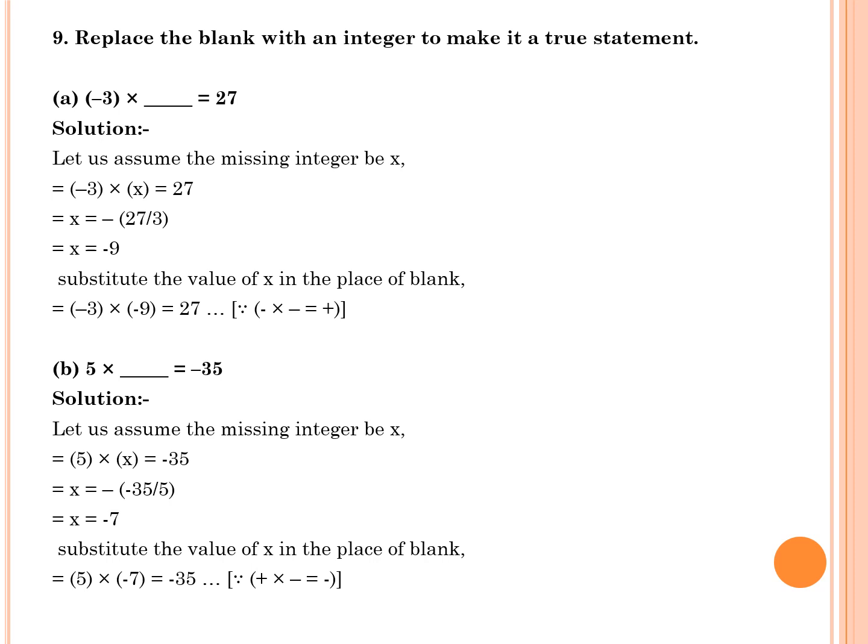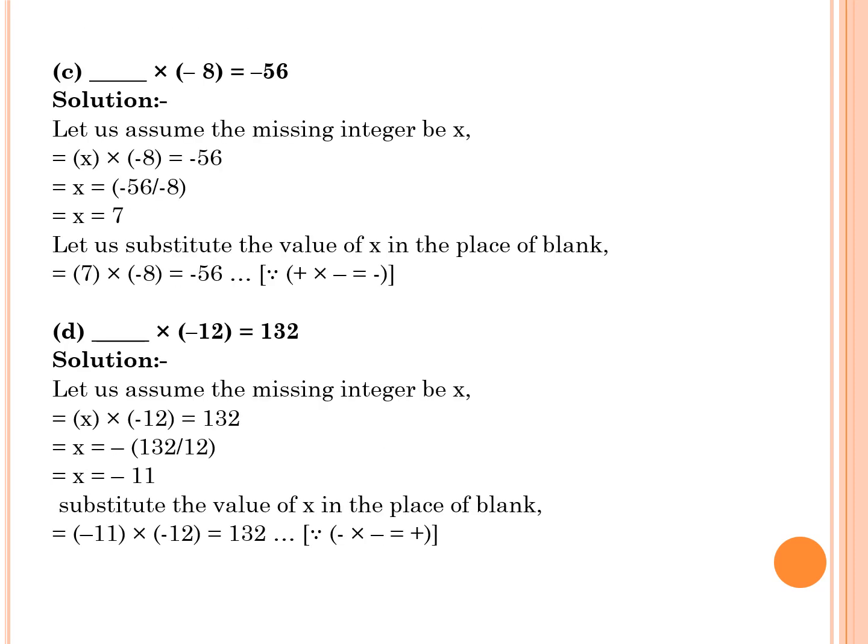Substitute the value of x in the place of blank. That is 5 into -7 gives you -35. Here we can say that when a positive and a negative integer are multiplied, the result is negative. C question. Blank multiplied by -8 is equal to -56. Solution. Let us assume the missing integer be x. x is multiplied by -8 gives you -56. x is equal to -56 by -8. x is equal to 7.